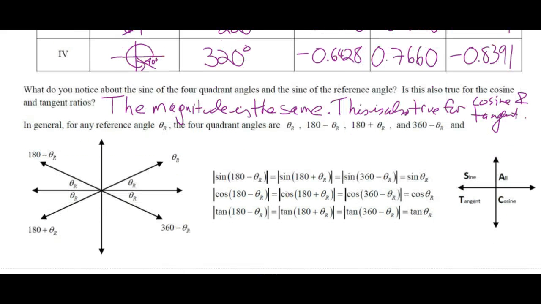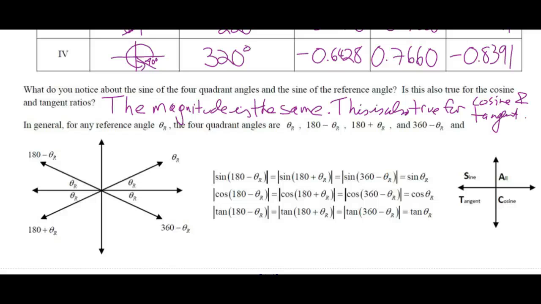In general, for any reference angle, theta r, the 4 quadrant angles are theta r, 180 minus theta r, 180 plus theta r, and 360 minus theta r. So we're kind of hammering on this, right? We've gone through this before, we're going through it again. Repetition is good. By the 4th time through, it'll actually start to sink in.